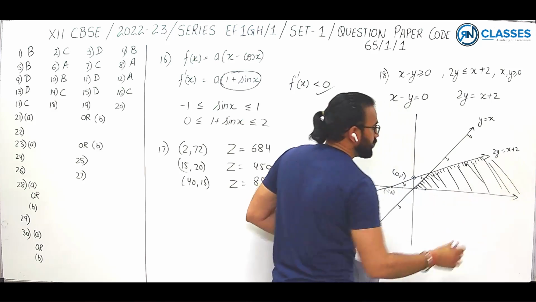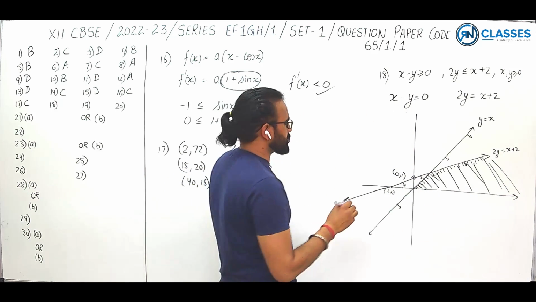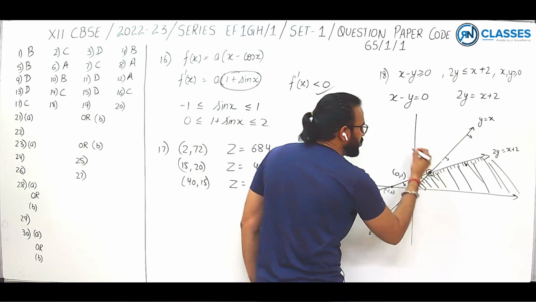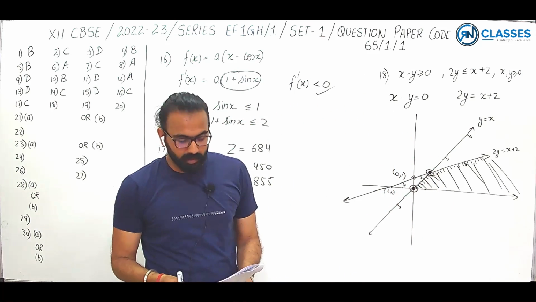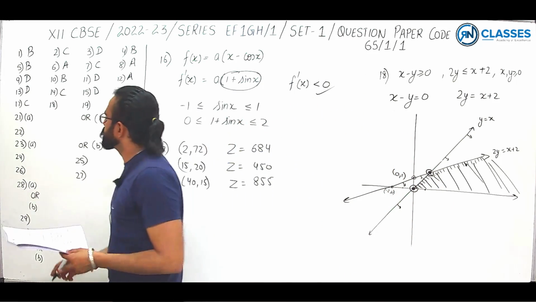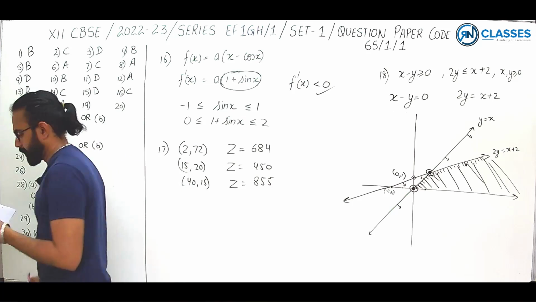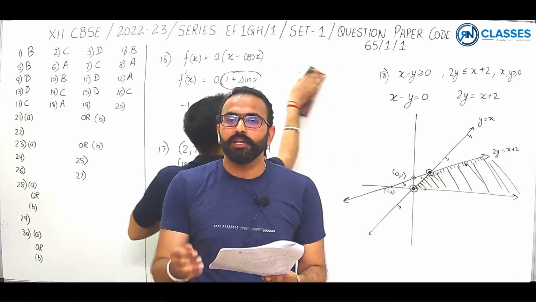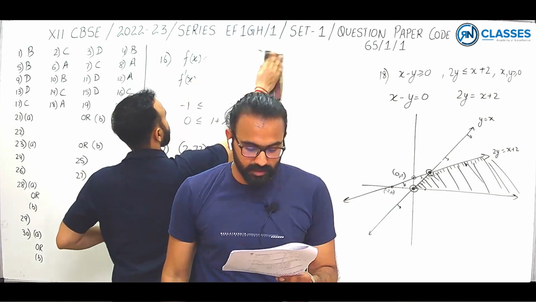and we have to find the corner points of this feasible region and they are basically this one 0, 0 and this one. So the number of corner points are 2. Answer matches with option A. Now question number 19 and 20, they are basically assertion reason type questions.